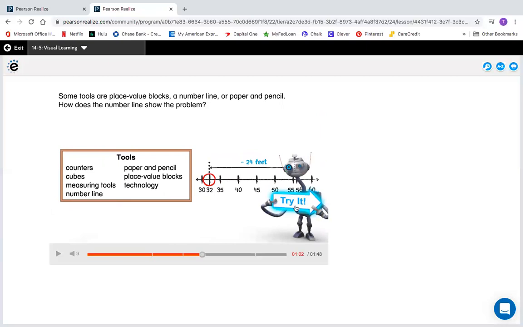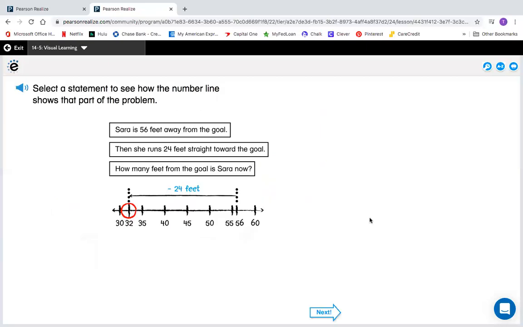So let's see. Sarah is 56 feet away from the goal at the start.